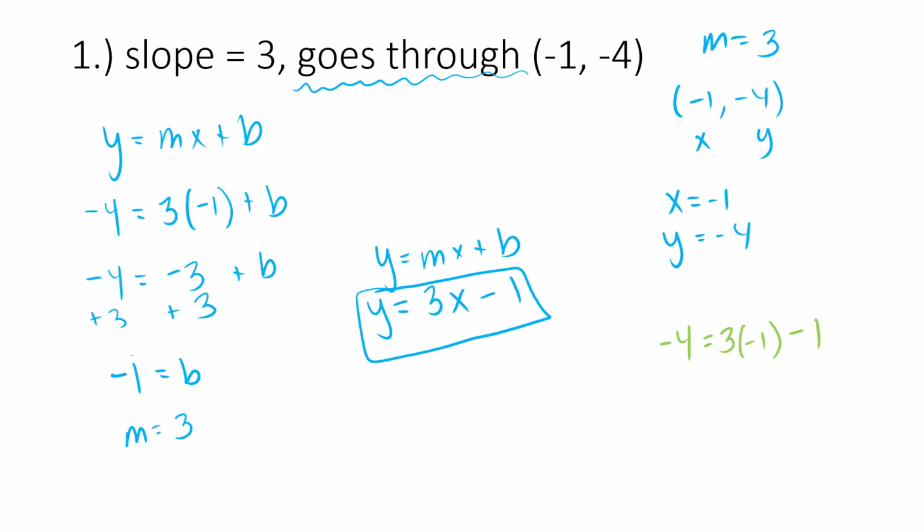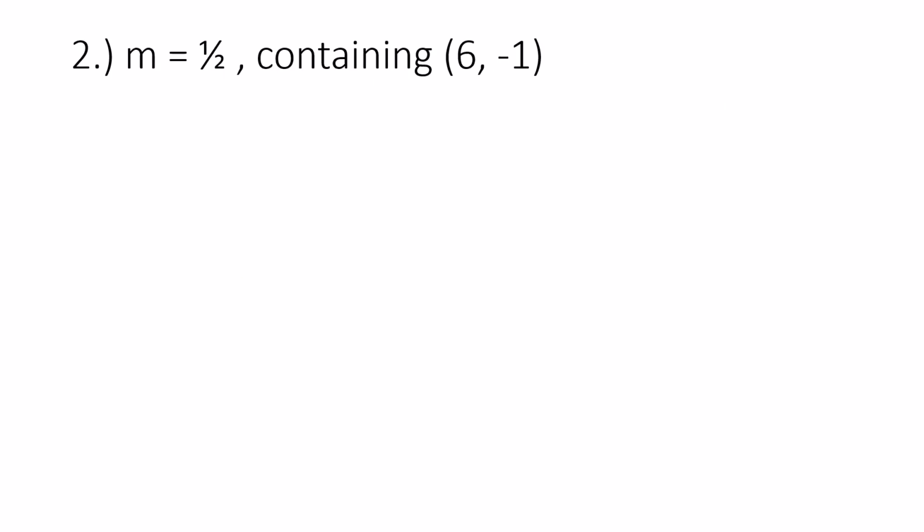The equation for the line needs to have the x and the y back in, because the line is not just the point (-1, -4). It is all of the points that make that equation true. Moving on to the next one.